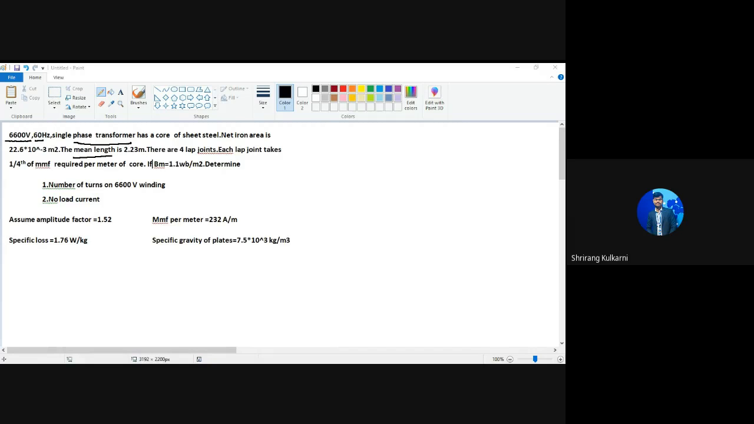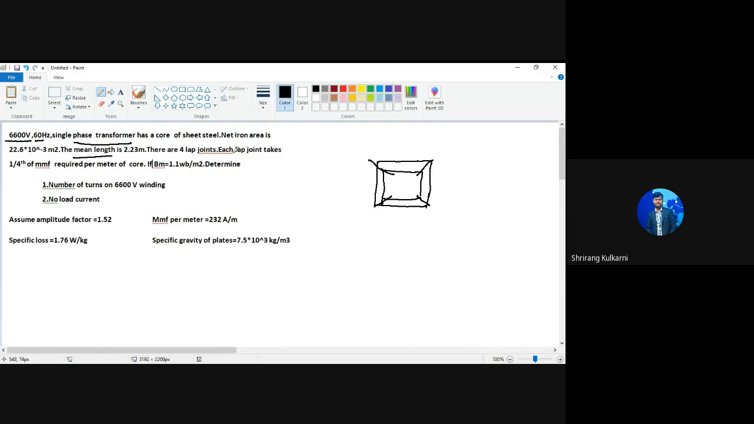The full core length is actually a square. We calculate the total length of the square, and how much does it come to? 2.23 meter. So it is the total length of the core. And there are 4 lap joints. So how many joints will be there usually? In this core, we have 4 joints here. One joint, second joint, third joint, 4 joints. So there are 4 lap joints.